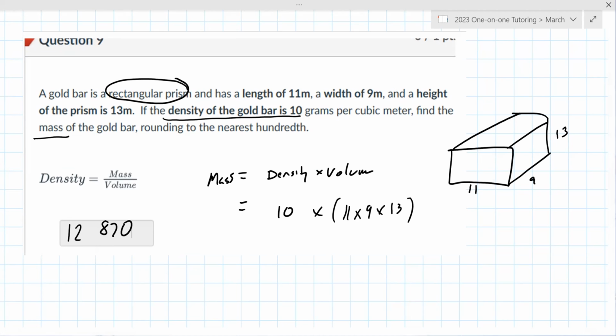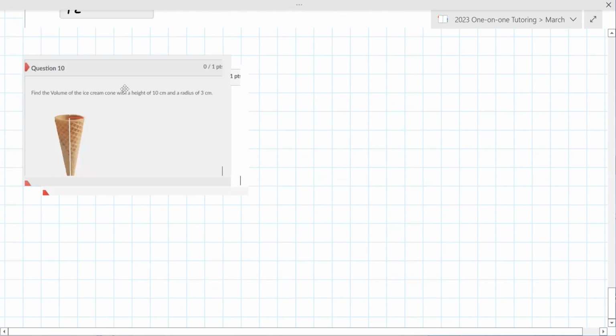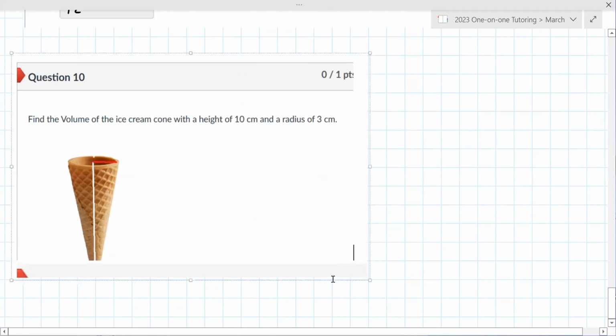All right, moving on to number 10. It looks like you might get a retake on this since some of these are marked off. Does it give you feedback, or does it just say it's wrong? No, not really. Okay.